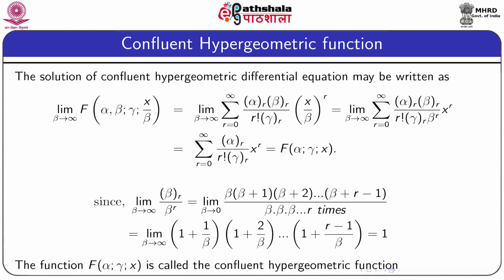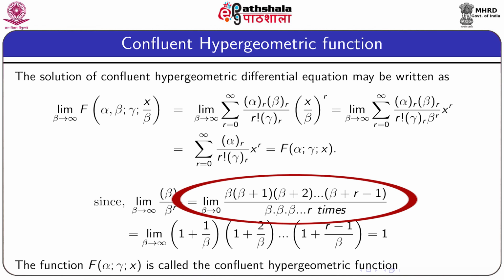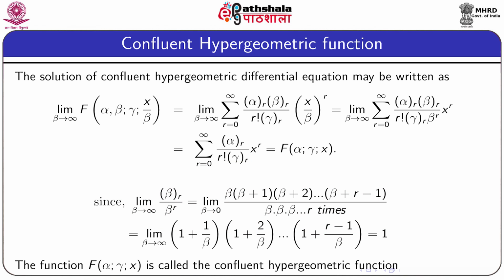Now, please note the expression beta suffix r and beta to the power r as beta tends to infinity. If we simplify this, we will be getting limit beta tends to infinity beta suffix r divided by beta to the power r, and this by Pochhammer's symbol, if you expand this, you will be getting beta into beta plus 1 into beta plus 2 dot dot dot beta plus r minus 1, and the beta to the power r can be written as beta into beta dot dot dot r times.